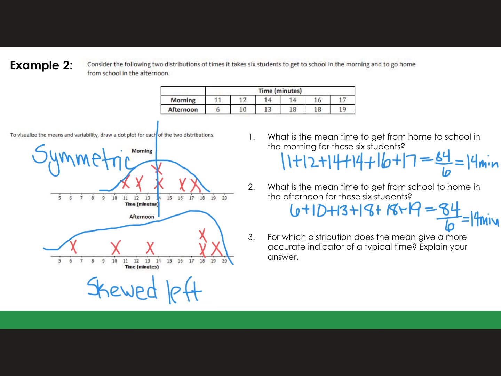For which distribution does the mean give an accurate indicator of a typical time? Explain your answer. So let's look at that. In the morning, we have 11, 12, 14, 14, 16, 17. In the afternoon, we go all the way from 6 to 19. Which distribution do you think the mean shows a better picture of how long it takes? I would say morning.